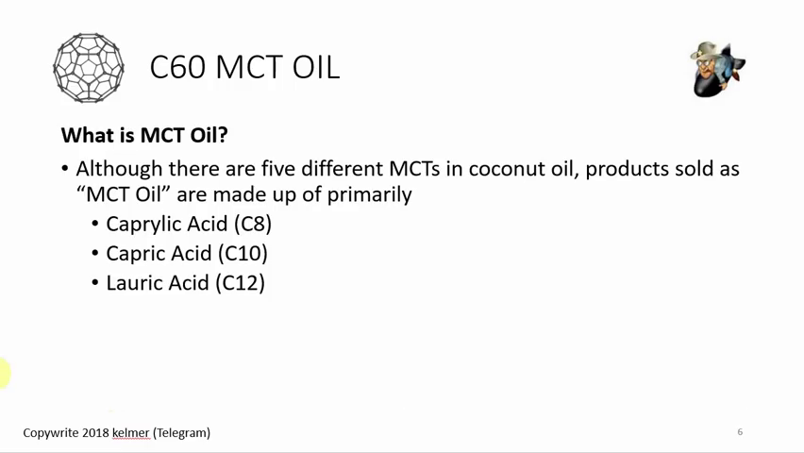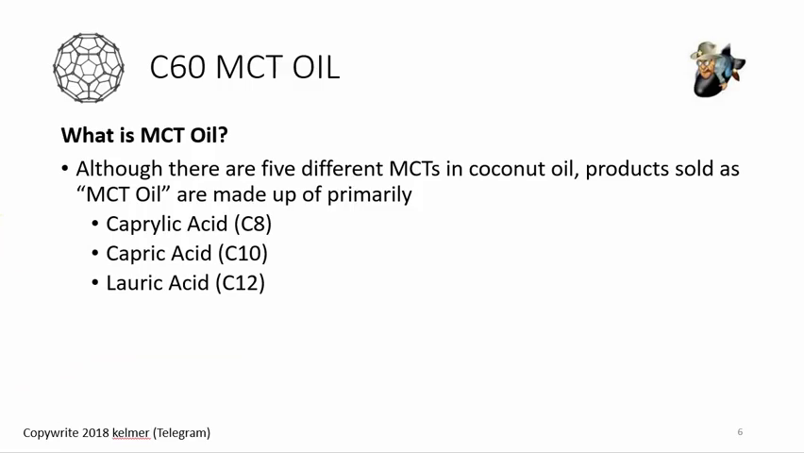So what's interesting, though, when I was doing my research on this was that although there are 5 different MCT oils, as shown in the prior slide, in coconut oil, the products sold as MCT oil are made up of primarily 3 of them: Caprylic acid, which is 8 carbon atoms; Capric acid, which is 10 carbon atoms; and then Lauric acid, the 12. All right, so that was what I thought was very interesting. The other 2 are ignored. I would say that there's probably trace elements of them, but they're not disclosed on the product labels. And that's where I got my data from.